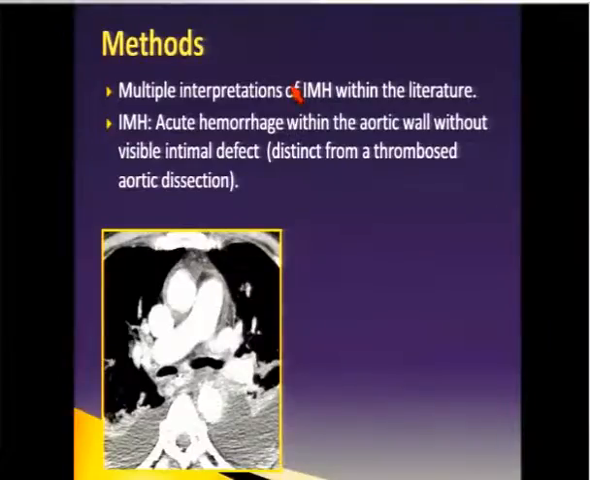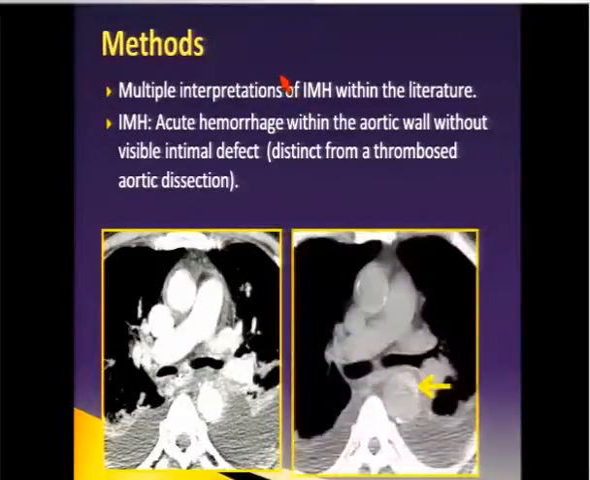So first of all, a little bit of a small definition. There's multiple definitions of intramural hematomas in the literature. It can be a little confusing. We defined it by perhaps the narrowest of definitions, which was acute hemorrhage within the aortic wall without a visible intimal defect. And that's distinct from a thrombosed aortic dissection. As you can see here, this displays the classic appearance of an intramural hematoma with wall asymmetry and hyperdensity.